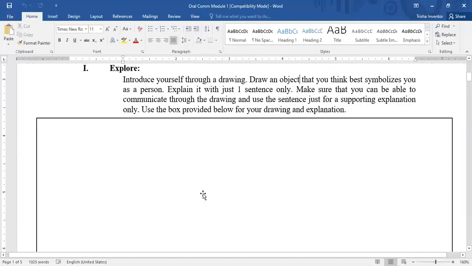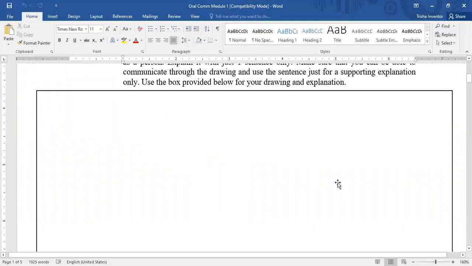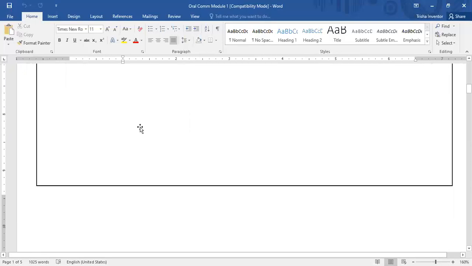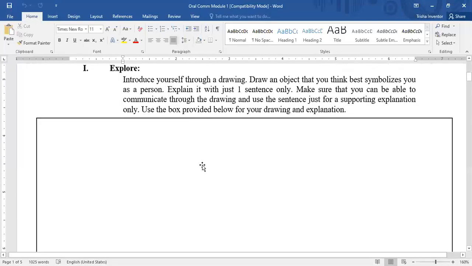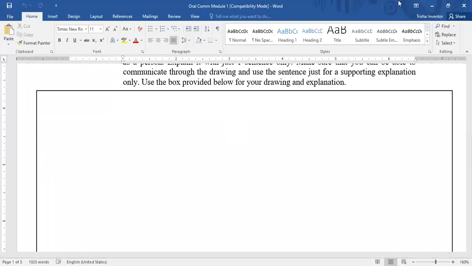So for example, in the box that I have provided here, this is where you are going to draw. Make sure that you can communicate through the drawing and use the sentence just for a supporting explanation only. So in this box here, you are going to draw. Okay, here, wait a minute.